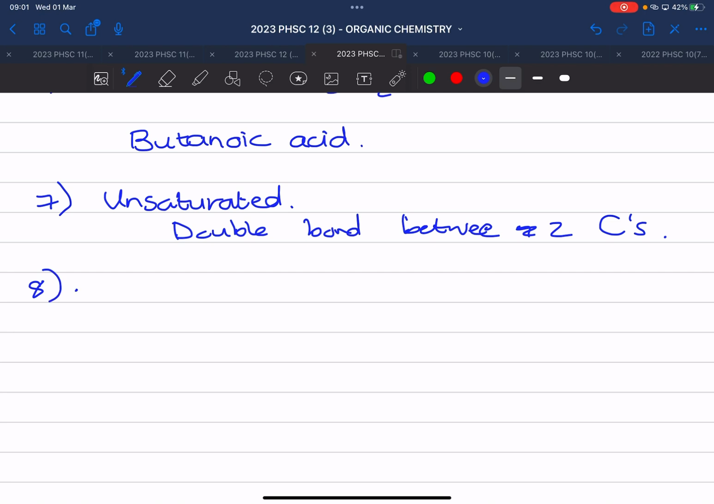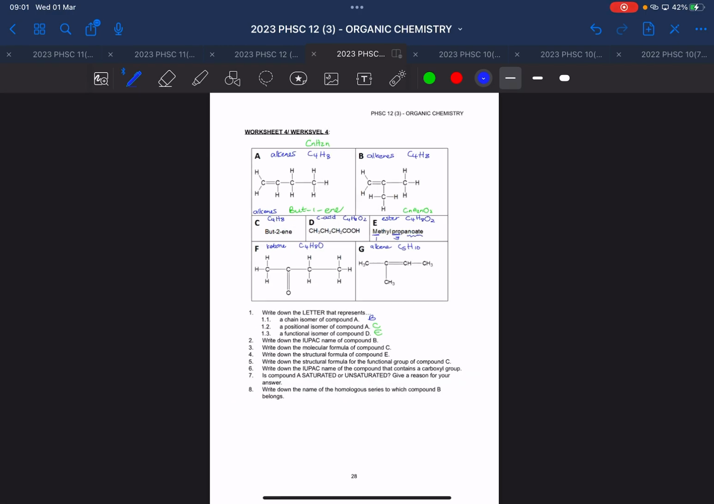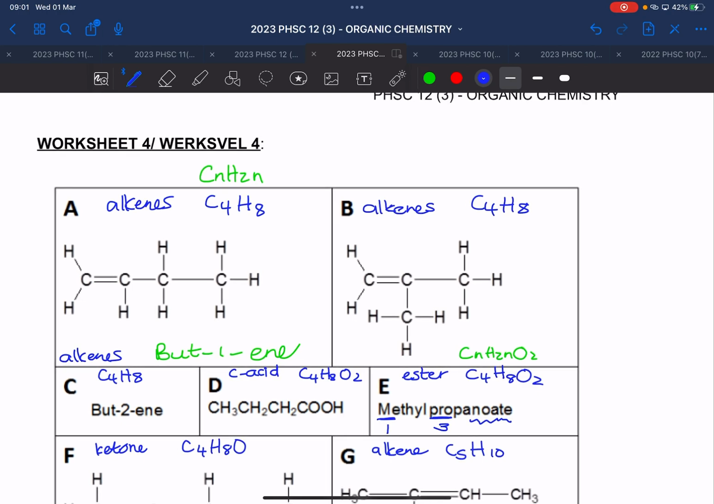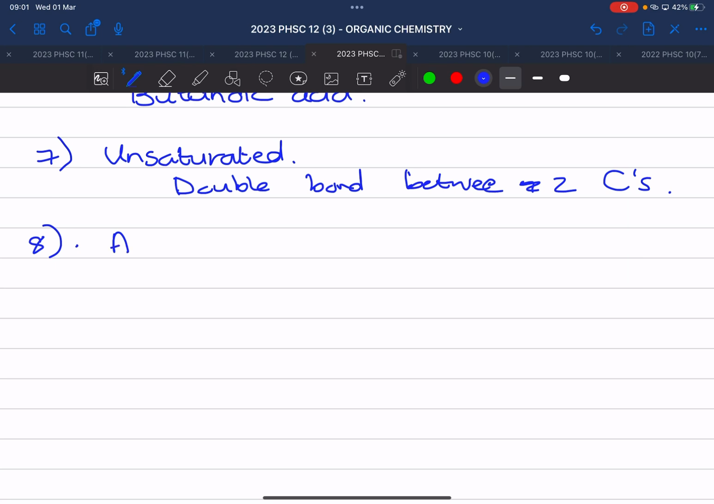Question 8, they ask, write the name of the homologous group to which compound B belongs. So compound B, to which group does it belong, Mama? Alkenes. Okay, so question 1 is always theory.